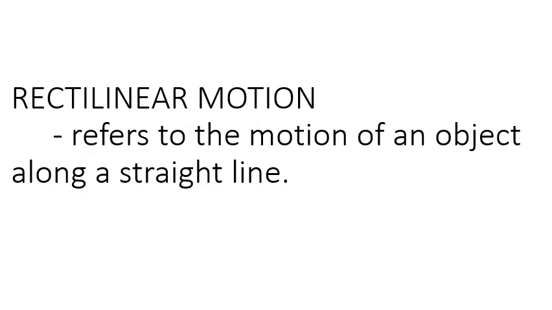Today, our topic is rectilinear motion. Rectilinear motion refers to the motion of an object along a straight line. It is one of the simplest types of motion. It has two types: uniform rectilinear motion and non-uniform rectilinear motion.